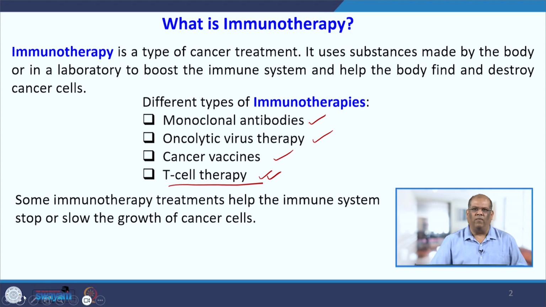So, why do we go for this immunotherapy? Obviously, there are chemotherapy and other treatments. Sometimes it boosts this immune system, and without some side effects, just as the chemotherapy has, it generally stops the growth of these tumor cells.